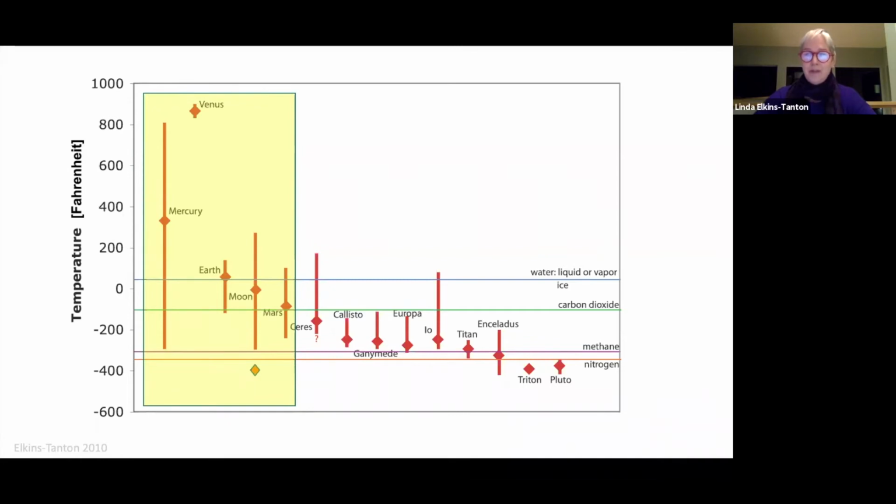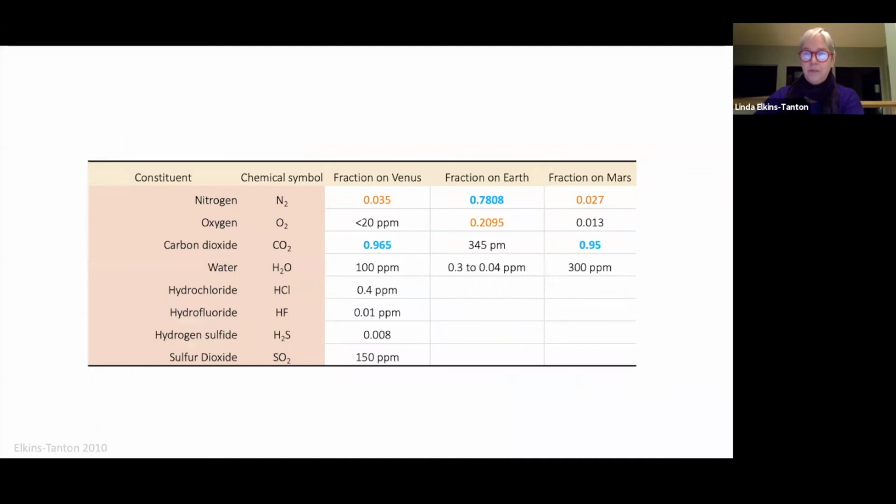So what are the compositions of these atmospheres on Venus, Earth, and Mars that help keep the temperatures more constant? So here's a chart of atmospheric composition. The atmospheric constituents are down the side, and then in the columns are the values for Earth, Venus, and Mars. The largest chemical constituent is in bold and blue. For the Earth, that's nitrogen.